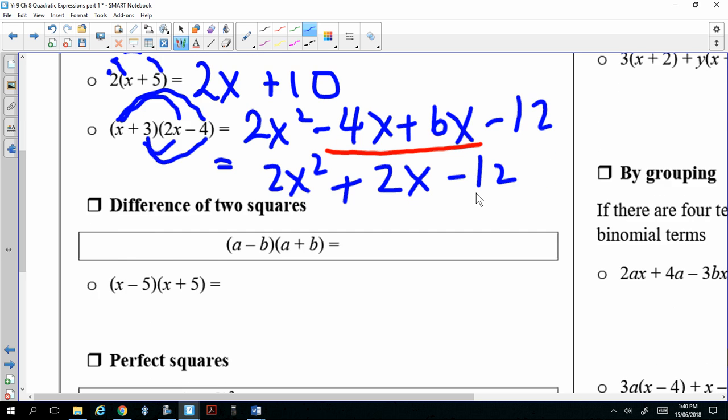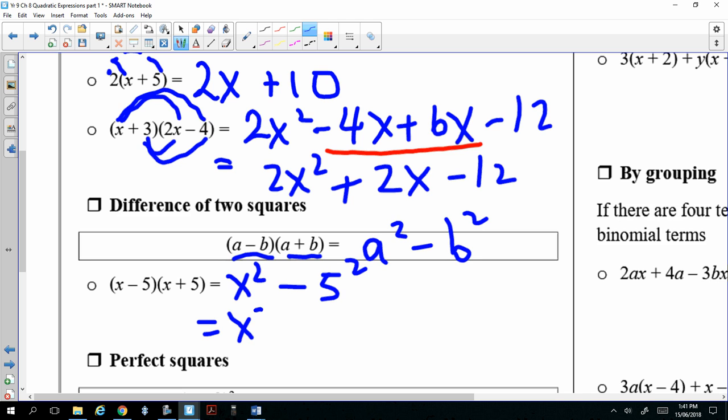The next type of expansion is called the difference of 2 squares. So when you expand something with a minus b, a plus b, when they look the same but with one expression minus, the other one plus in the middle, you will get difference of 2 squares. So in this case, you just go x squared, not x, minus 5 squared, using the formula above, which you will get x squared minus 25.